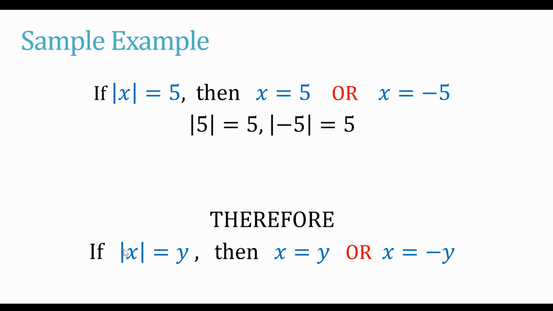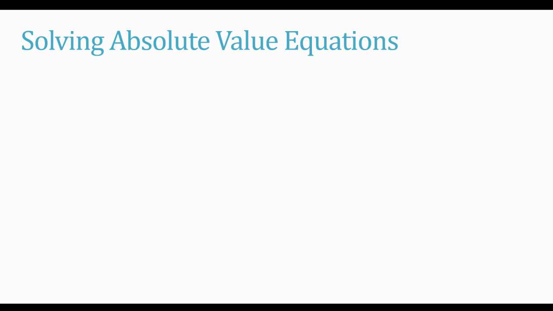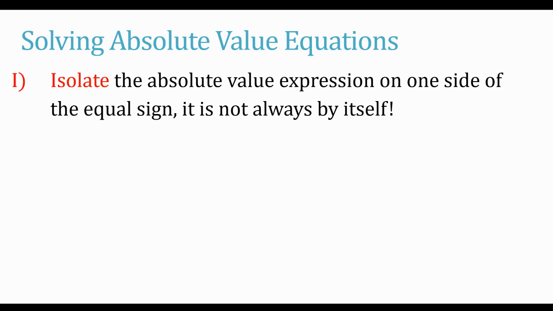Therefore, if the absolute value of x is equal to y, then x is equal to y or x is equal to -y. Because if you plug those values back into your equation, you're going to see that the absolute value of y and -y is just y. Okay, so when we are solving absolute value equations, the first thing we always want to do is isolate the absolute value expression on one side of the equal sign.